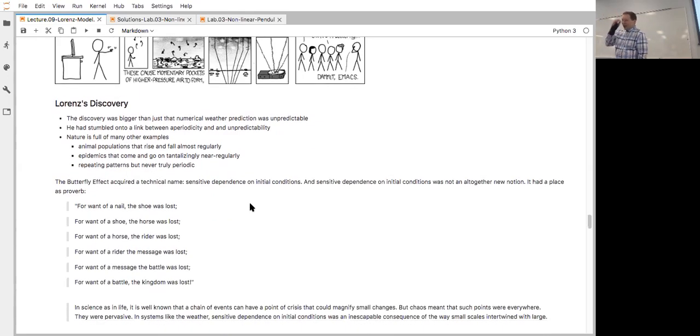For want of a nail, the shoe was lost. For want of a shoe, the horse was lost. For want of a horse, the rider was lost. For want of the rider, the message was lost. For want of the message, the battle was lost. And for want of a battle, the kingdom was lost.